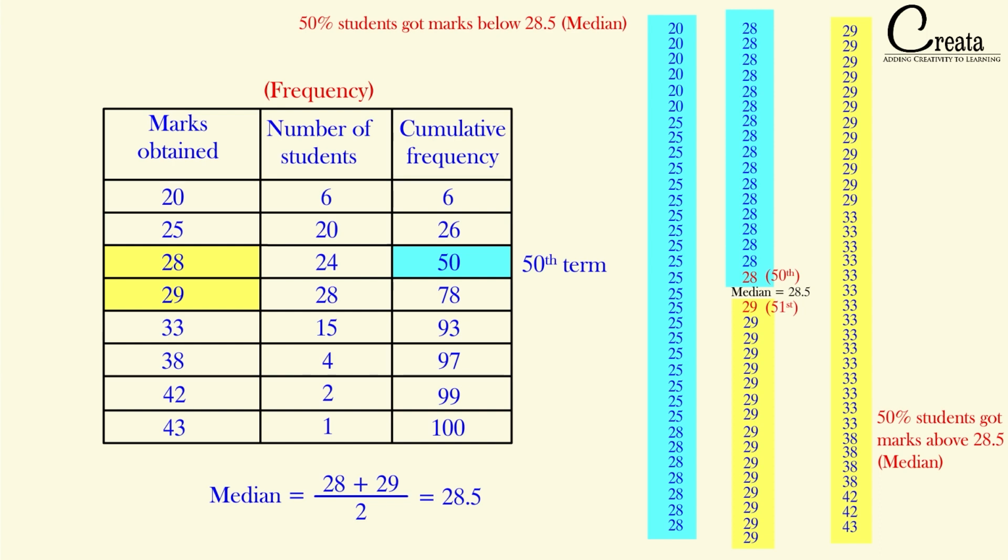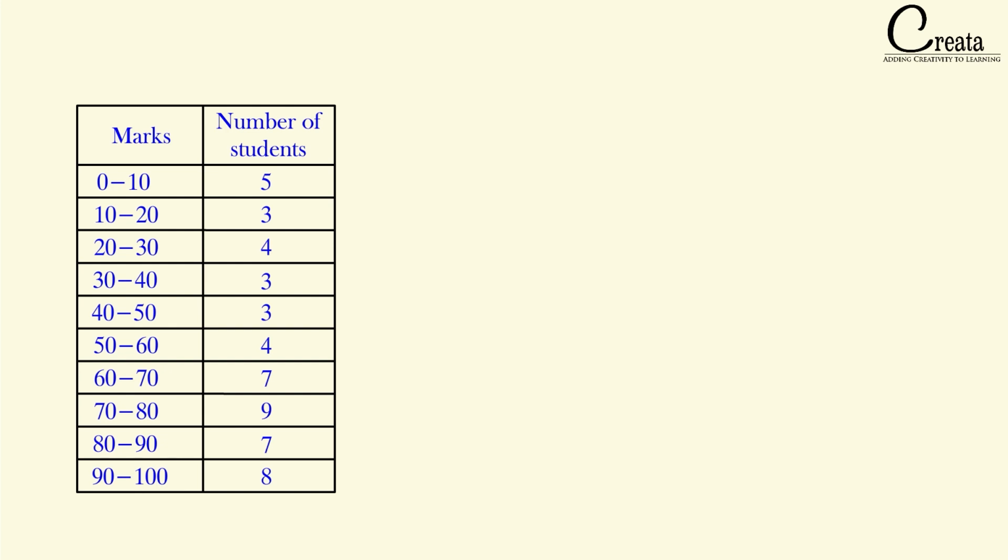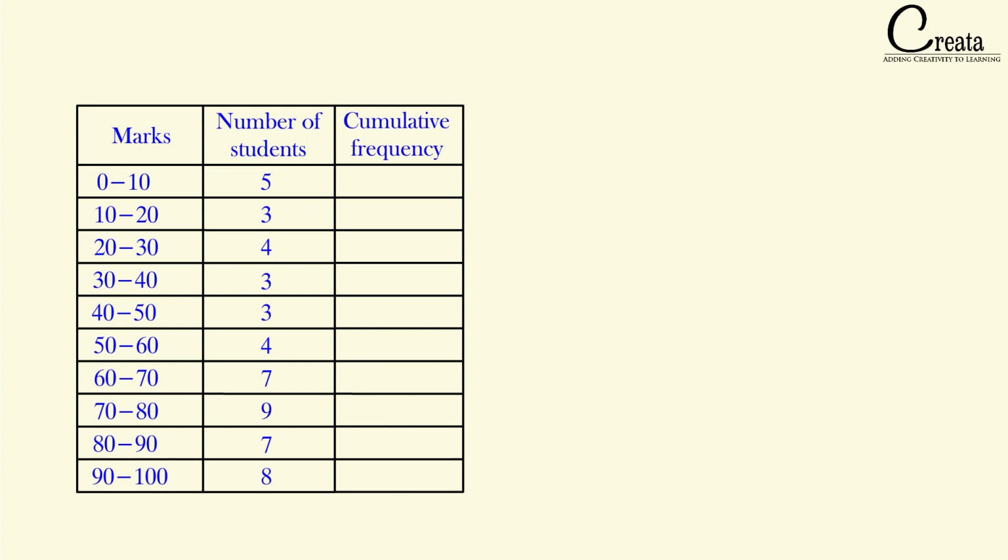Okay. Further, let's take the data in the grouped form. Here is the data, the marks and the number of students, and we have to find the median. So let's approach the question. The first step that you should follow in such questions in finding the median of grouped data is to add one more column called the cumulative frequency column.